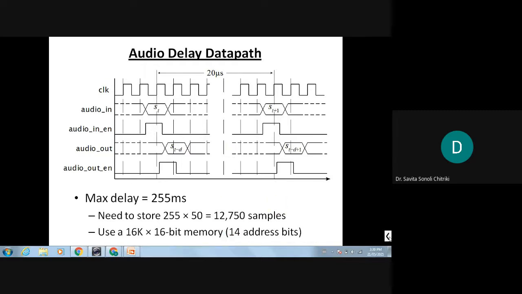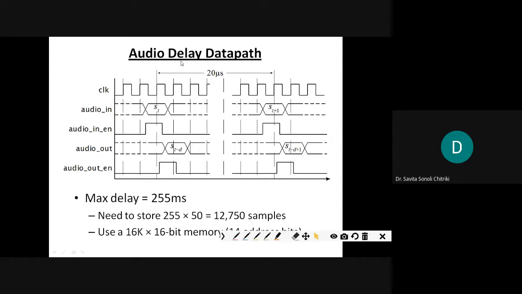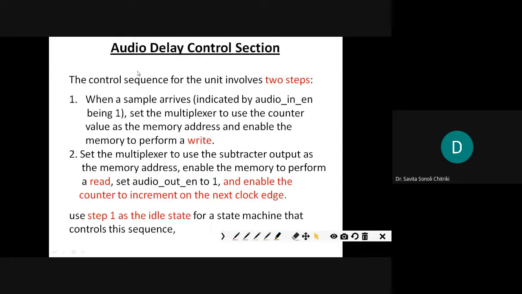Okay, so that's what. The control sequence for the unit involves 2 steps. So, audio delay control section. The control sequence for the unit involves 2 steps.